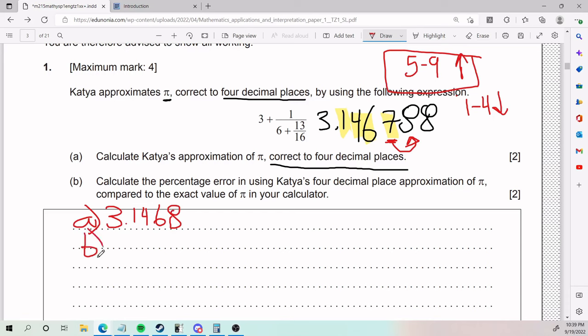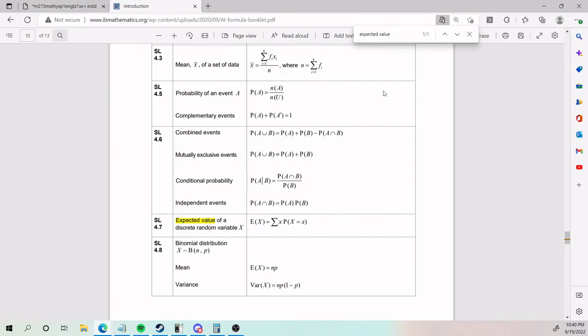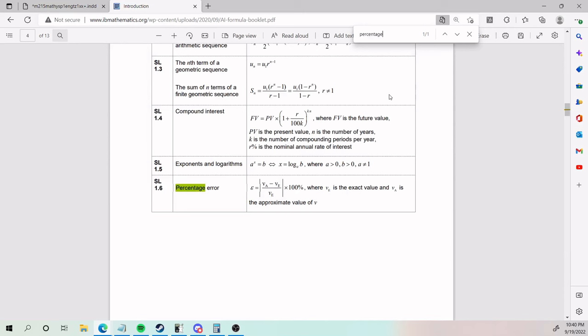Part B, calculate the percentage error in using Katya's 4 decimal place approximation of pi compared to the exact value of pi in your calculator. So what the heck is percentage error? Well, it is how far off my estimation is. So what I can do is pull up my formula booklet, which is right around here. We look for percentage error, and it's there.